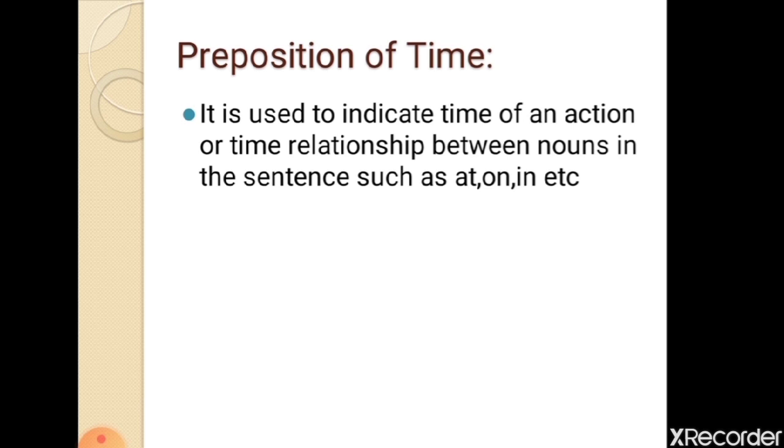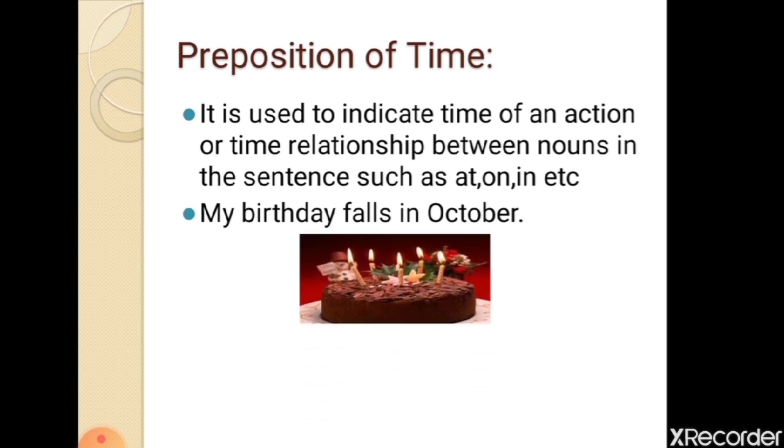So when an event happened, ask this and you will get the answer, and that is a preposition of time. For example, my birthday falls in October. So when does my birthday fall? In October. So in is a linking word, hence it is a preposition and it shows the month October. It links to the month October, it shows time, and that's why it is called a preposition of time.